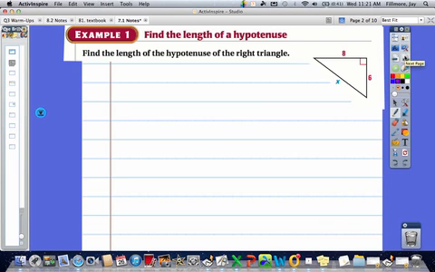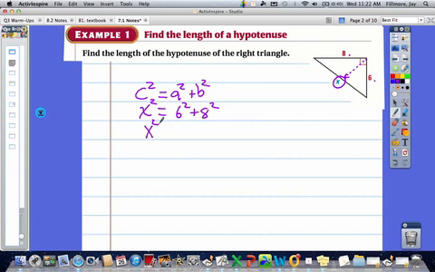Number one, find the length of the hypotenuse of the right triangle. So we'll start with our Pythagorean theorem. c squared equals a squared plus b squared. And we need to identify what c is. Is it x, is it 8, or is it 6? In this case, it's going to be x because that is what is across from our right angle. So x is our c, it's our hypotenuse. And then a and b are 6 and 8. Doesn't matter which one's a and which one's b because when we add them together, it won't matter.